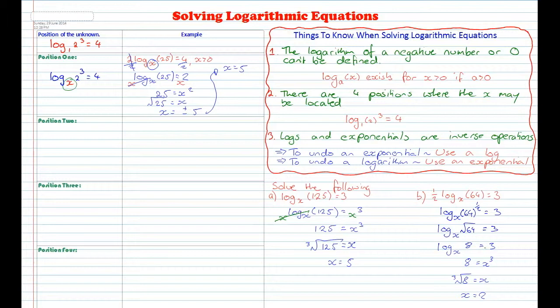Once again, our x is the base of a log, and to undo that, we need to put it to the base of an x. To undo a log, we use an exponential. So you get x to the log base x, and that cancels out. You end up with 8 is equal to x to the power of 3. Now when you've got 8 is x to the power of 3, we just need to cube root 8 to get x, and that leaves us with x is equal to 2.